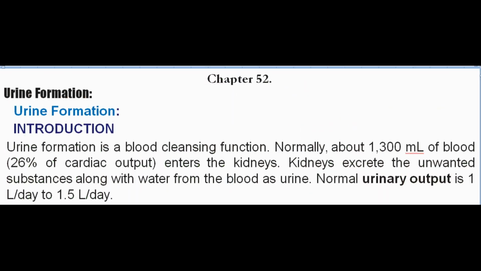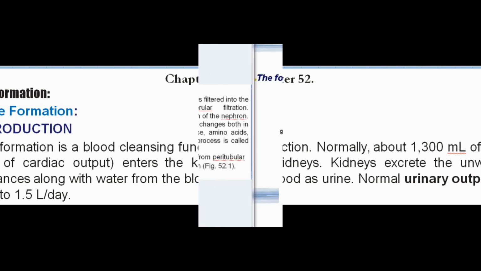Chapter 52. Urine Formation. Introduction. Urine formation is a blood cleansing function. Normally, about 1,300 ml of blood, 26% of cardiac output, enters the kidneys. Kidneys excrete the unwanted substances along with water from the blood as urine. Normal urinary output is 1 L/day to 1.5 L/day.